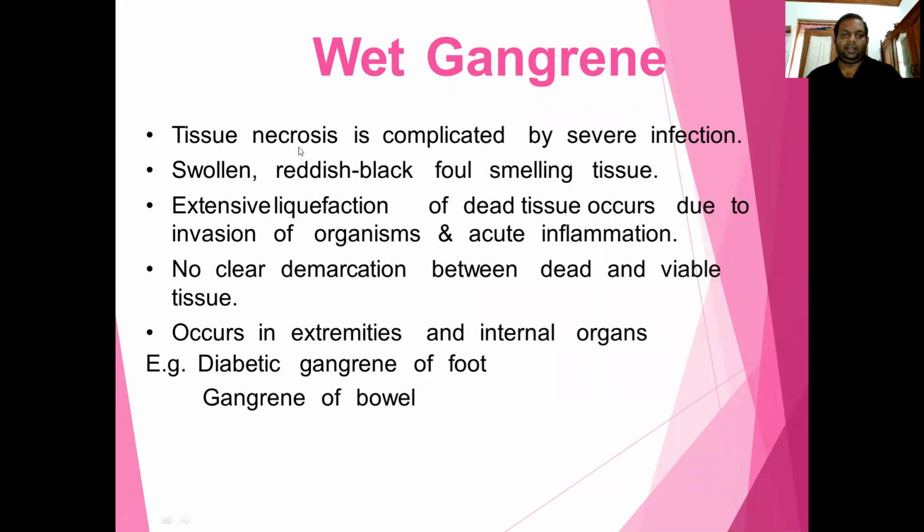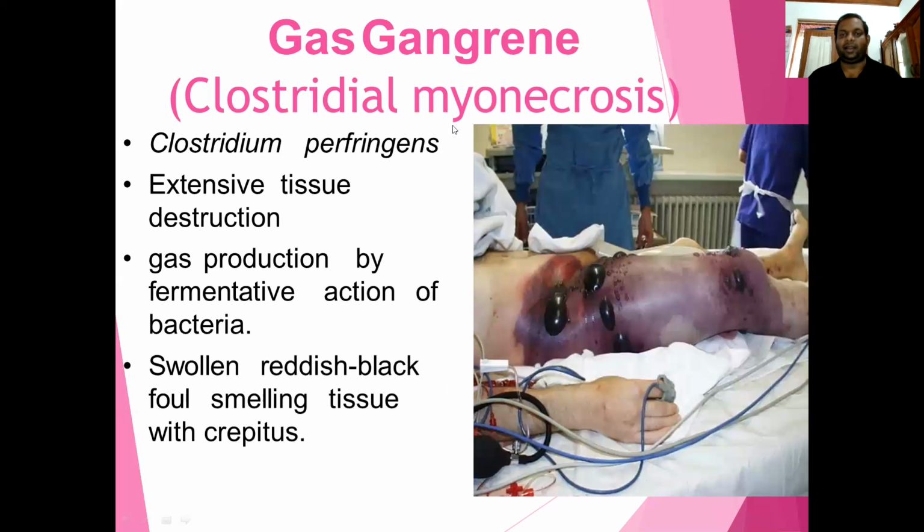Wet gangrene: tissue necrosis is complicated by bacterial infection. Swollen, reddish-black, foul-smelling tissues are present. Extensive liquefaction of dead tissue occurs due to invasion of organisms and acute inflammation. There is no clear demarcation between dead and viable tissue. It occurs in the extremities and internal organs, for example diabetic gangrene of the foot and gangrene of the bowel.